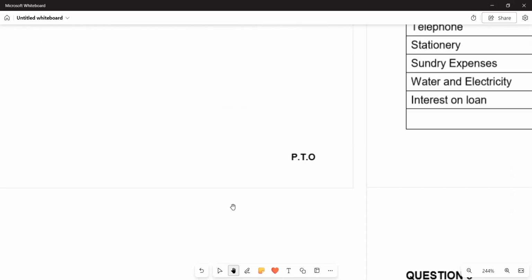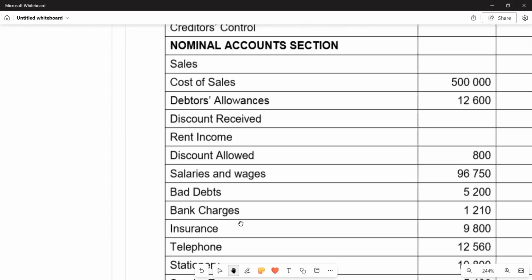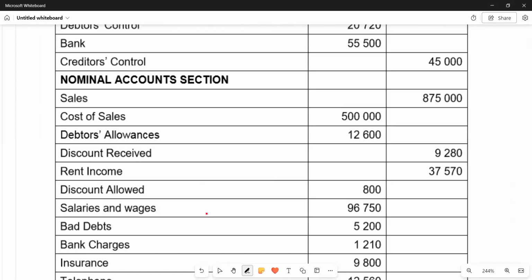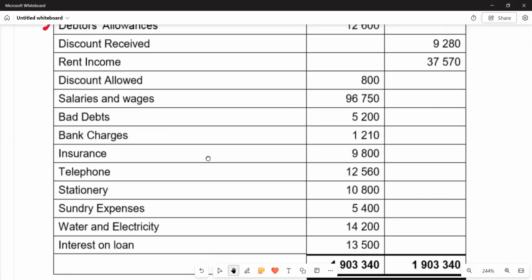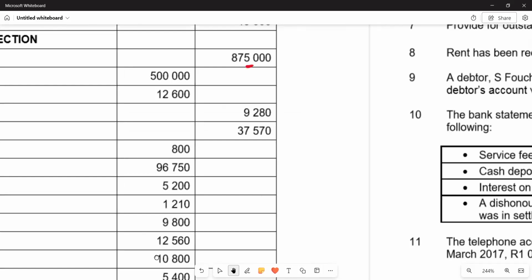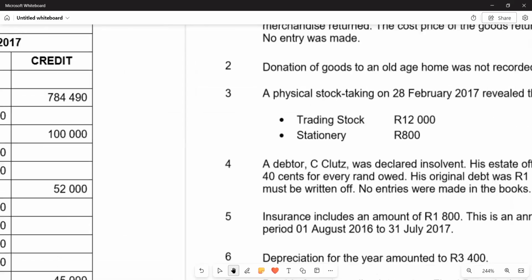So we come here now and look at the figure that we have for sales, and the figure is 875,000, which is here. We now check for any allowances that are going to reduce the amount for sales. We have data allowance here, 12,600, that we are also going to subtract. Having that, we also go to the additional information to see if we have anything else to do with our sales that can reduce the figure for sales.